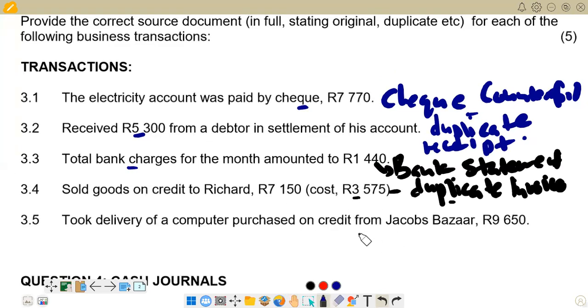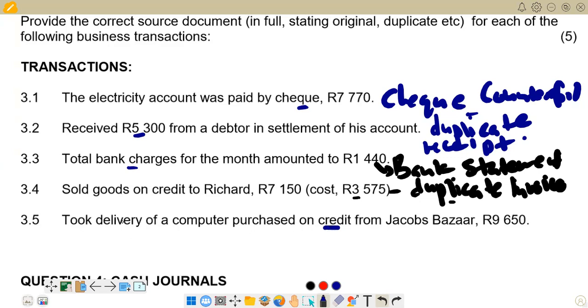So the keyword that we have there is that the delivery is taking place on credit. We know that whenever something is on credit, it means there is an invoice that is supporting that transaction. But when it's on cash, we know that it's a receipt. And then when it's through the bank, we know that there's a cheque. So this is what we have in terms of this transaction. It's on credit, so there's an invoice.